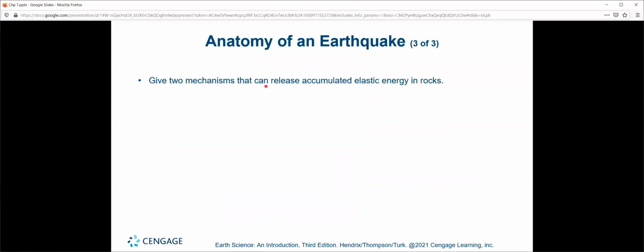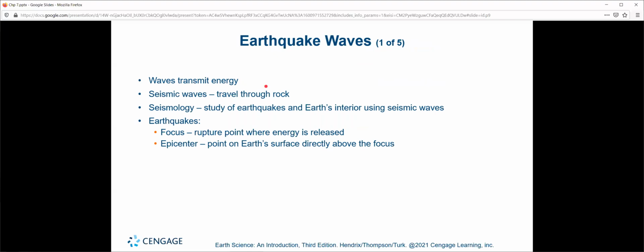Cool. I'll give 2 mechanisms that can release accumulated elastic energy. Well, that's your breaking or your slippage, right? They're not 2 mechanisms really. They're just 2 amounts of energy. But anyways, yeah. All right, so I'll go over earthquake waves. I'll probably call it good for the lecture today.